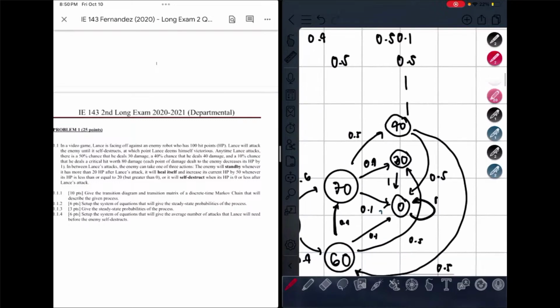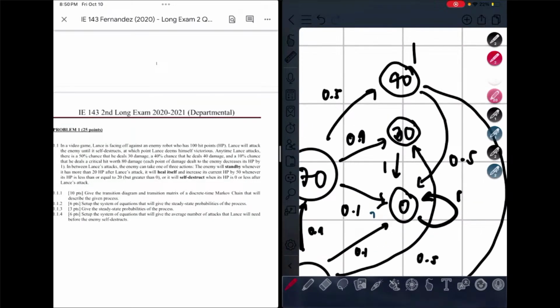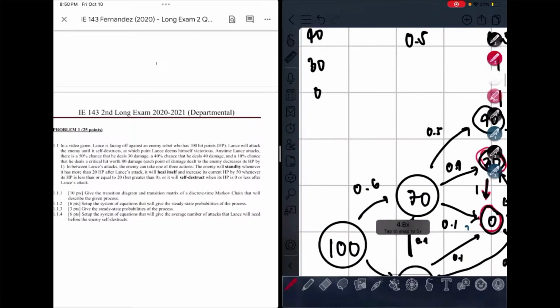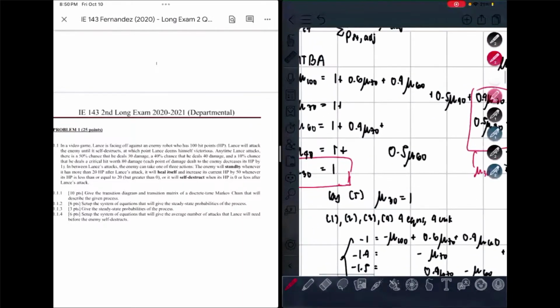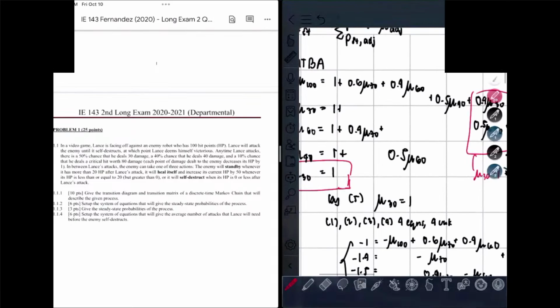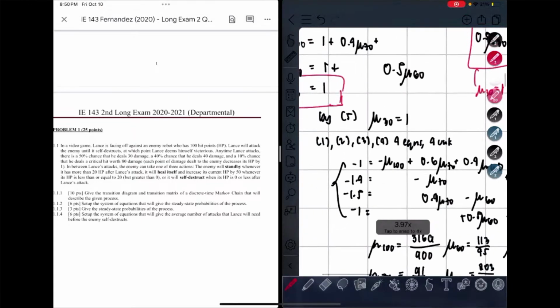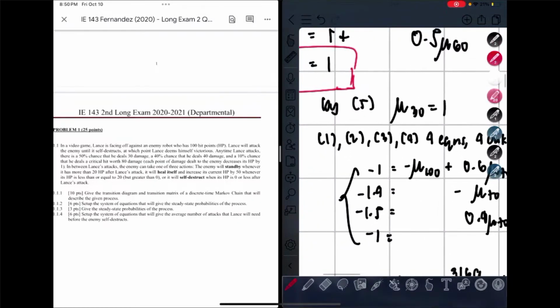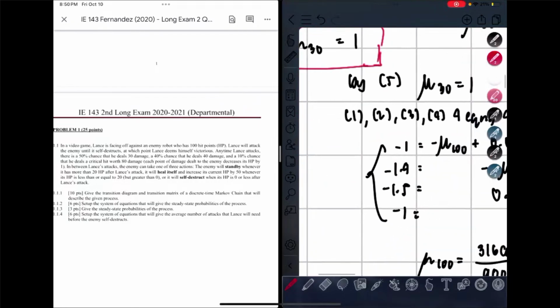This makes sense when you look at the state diagram because the mean amount of time it takes to go from state 30 to 0, it'll take an average of 1 step, right? Because the only place 30 can go to is 0, like 100% chance, and it takes 1 transition. So that makes sense intuitively and mathematically also. So now mu30 equals 1. So we can plug that in. And then now we have 4 equations and 4 unknowns using equations 1, 2, 3, and 4, right?